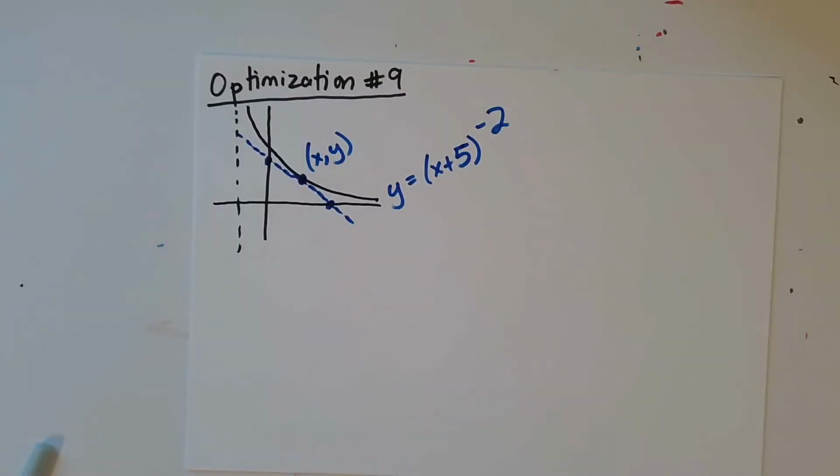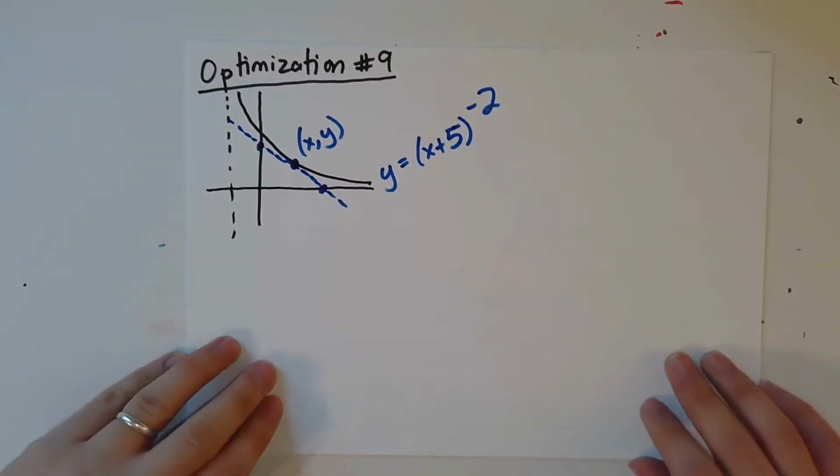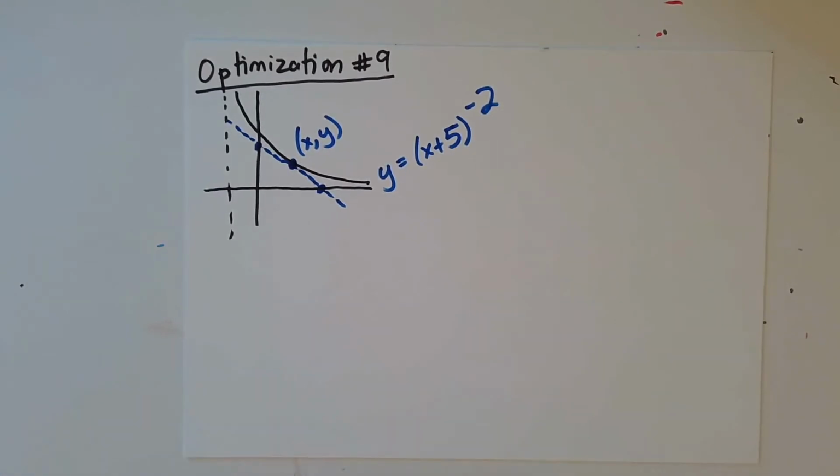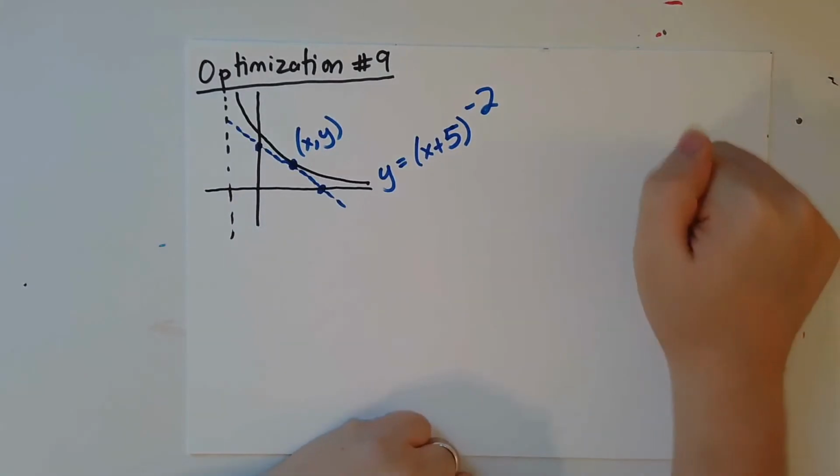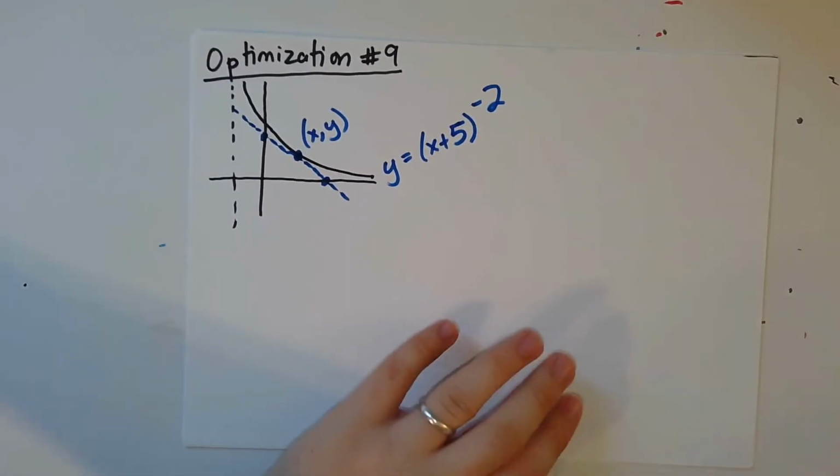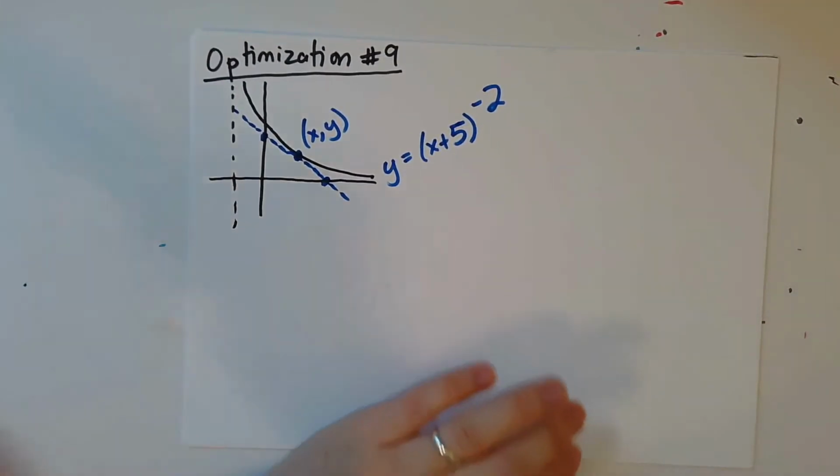Hello, class. Back with another office hours question about optimization. So here's the rough setup. We have this function f of x equals (x plus 5) to the minus 2. Its graph looks something like this. That's more than enough of the graph to do the problem.